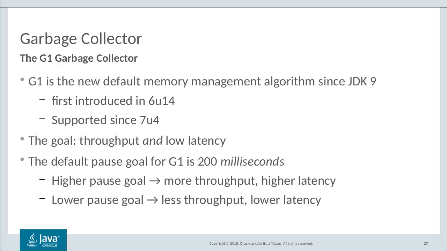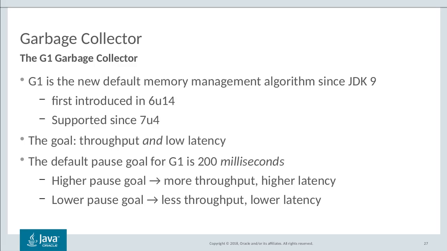So, in order to tackle this problem, we made the G1 GC the new default memory management algorithm in JDK 9. Now, G1 isn't all that new. It was actually introduced way back in 6u14 and has seen support since 7u4. The goal of G1 is to provide both high throughput and low latency, and G1 tries to achieve this by utilizing a pause goal. By default, this pause goal is 200 milliseconds, which means that G1 will work hard to ensure that the application is not stopped for more than 200 milliseconds at a time.